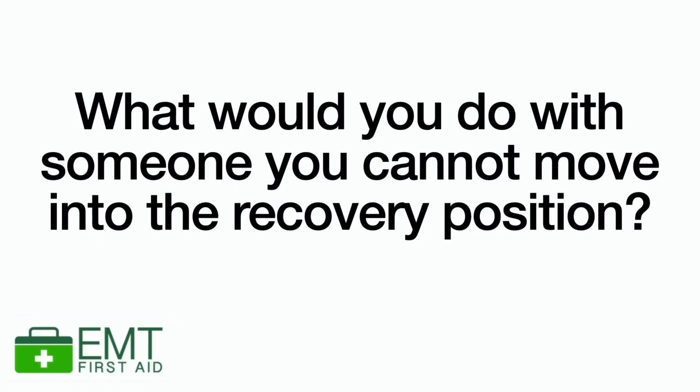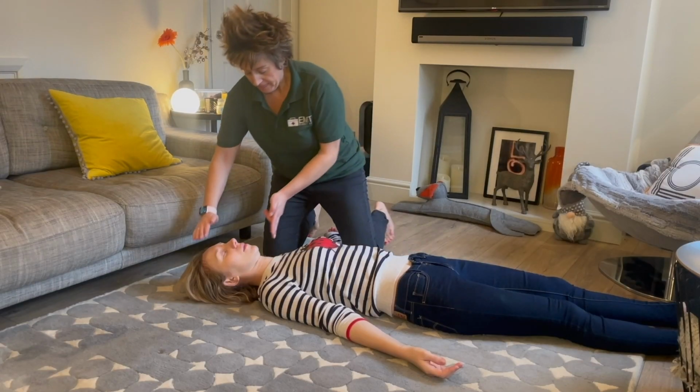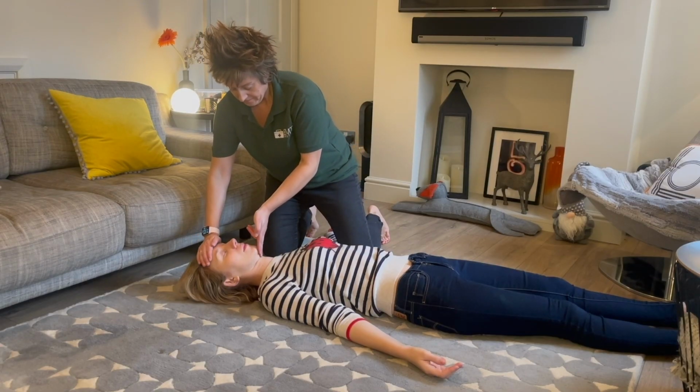However, if we find they've got a broken leg or a broken arm, or we forget how to do the recovery position, then what are we going to do? Well, we kind of do the same thing. We maintain an open airway. So that means they stay on their back and we just keep their airway open.